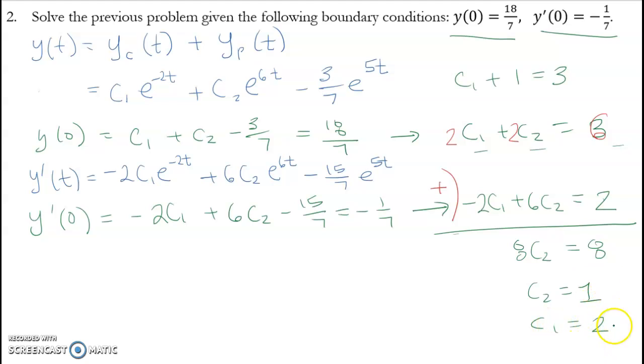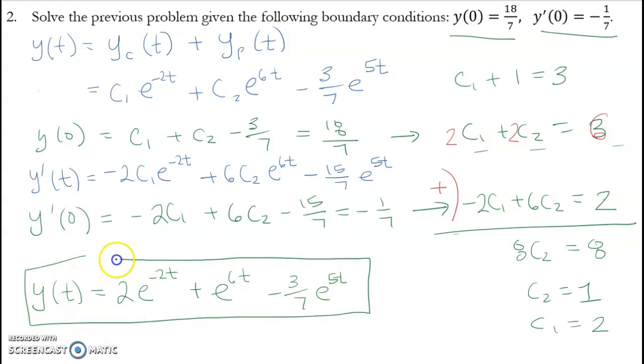All right, so plugging these values back in, I have the general solution, which is y of t equals 2 e to the power of negative 2t plus 1 times e to the power of 6t minus 3 over 7 e to the power of 5t. And this is the solution.